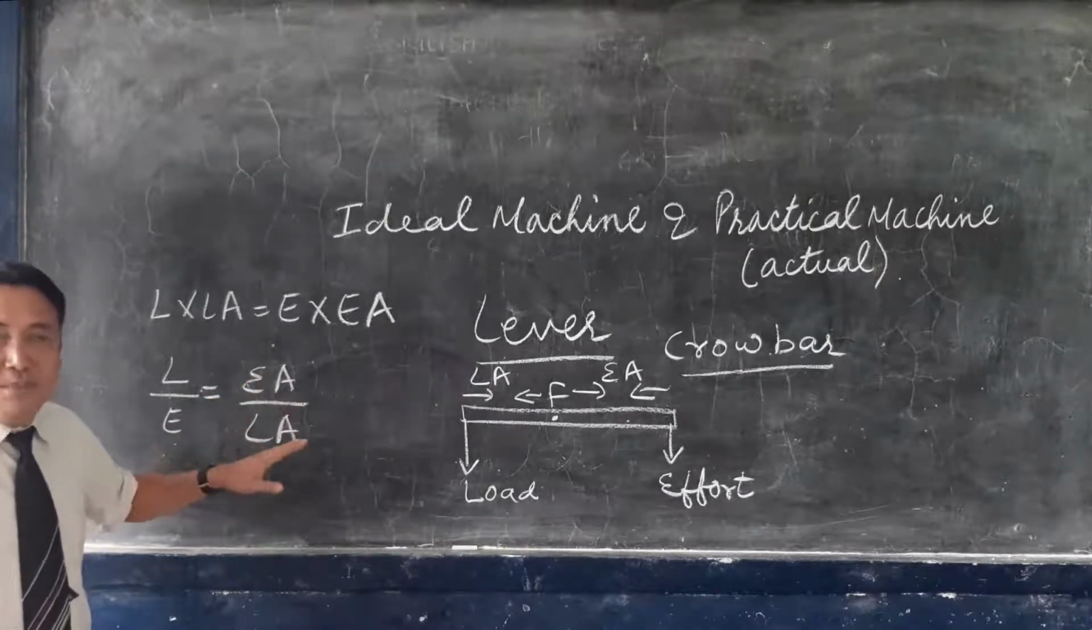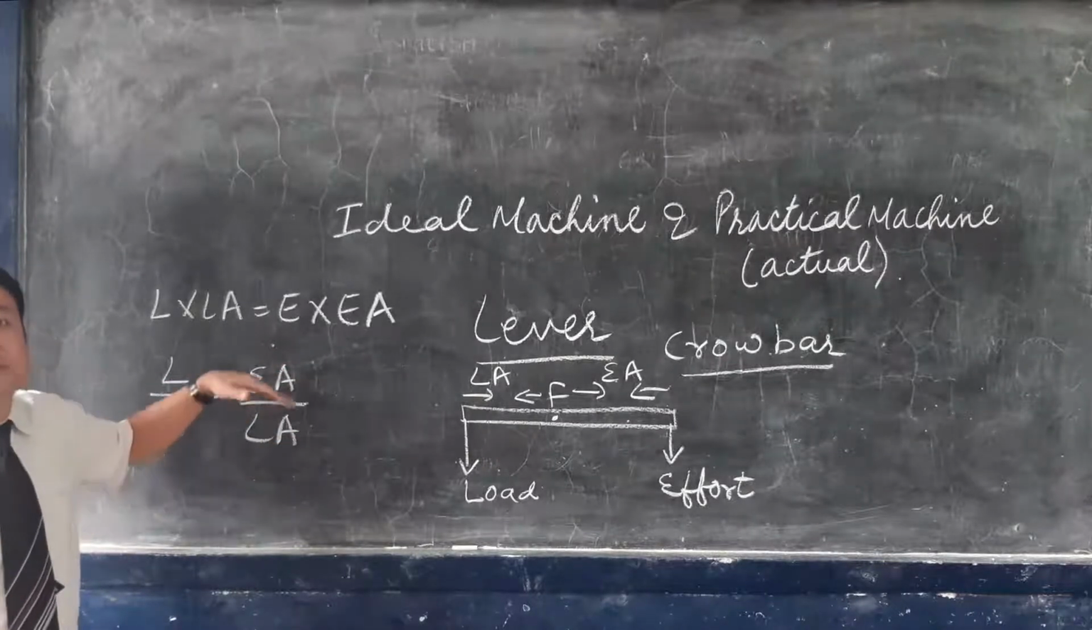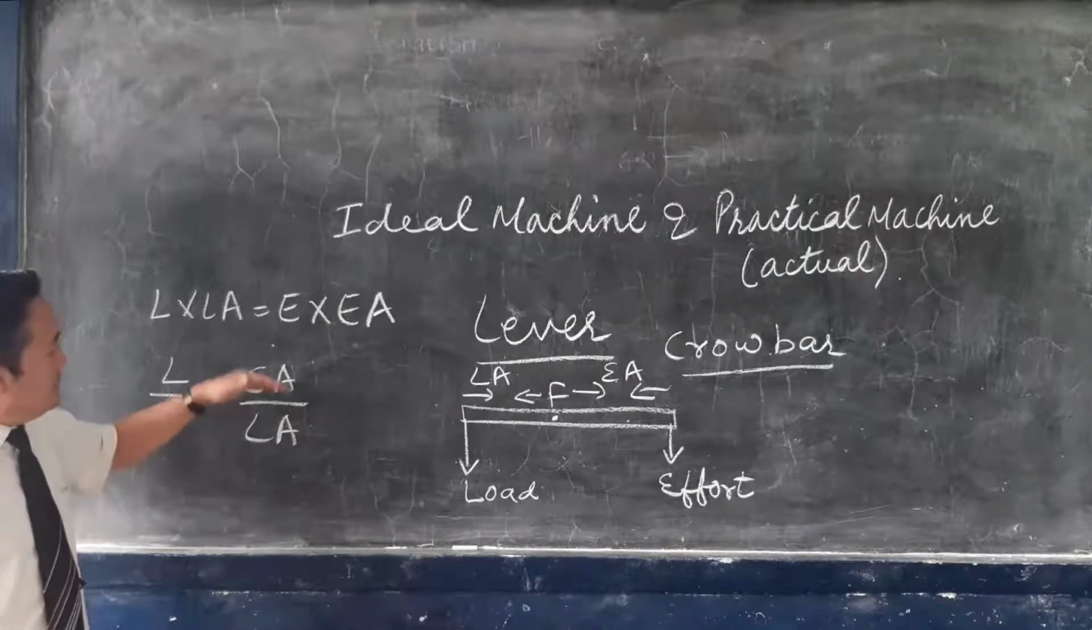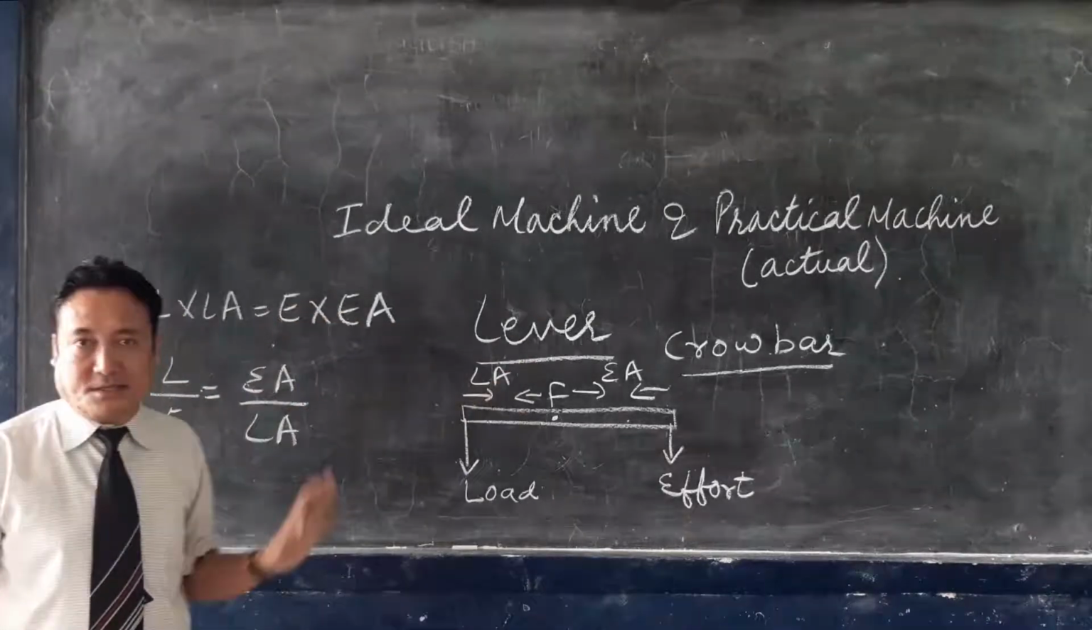Now, why I am writing effort arm at the numerator and load arm at the denominator is because the effort arm should be more than the load arm. If the effort arm is more than the load arm, then in that case the lever will get balanced.